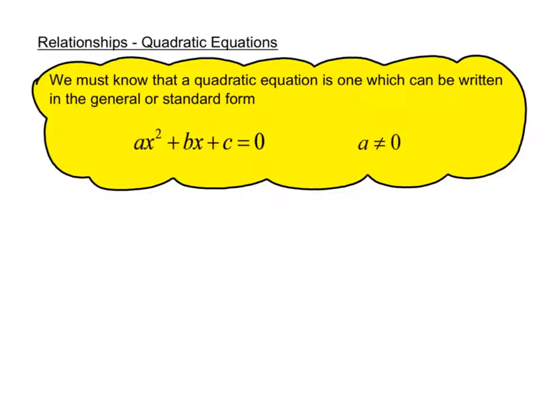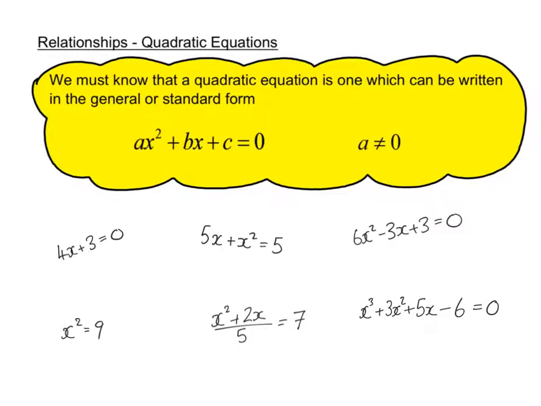Consider the following equations. Which equations are quadratic? Let's start with this one here. 4x plus 3 equals 0. This equation has no x squared term, and it's in the form mx plus c. This is a linear equation and therefore not a quadratic equation. Over here we have an x squared term, and it is the highest power of x. So we should be able to rearrange it into the form x squared plus 5x minus 5 equals 0. So this is now a quadratic equation in general or standard form.